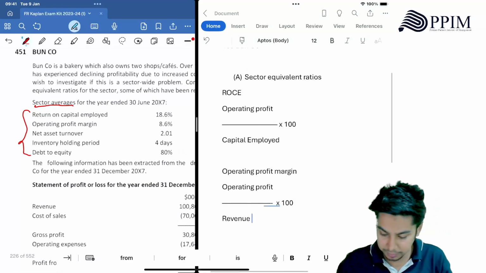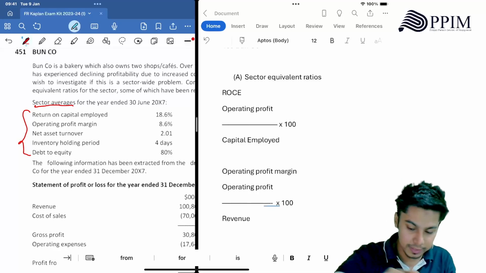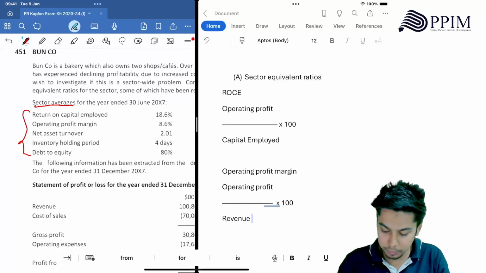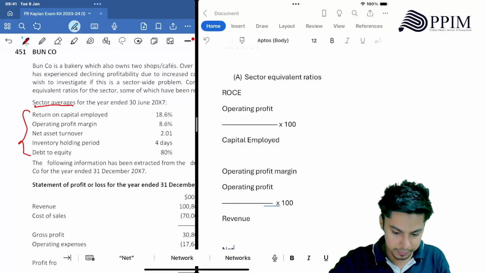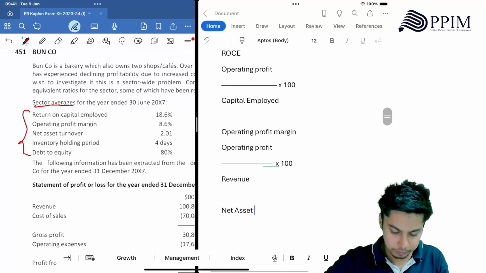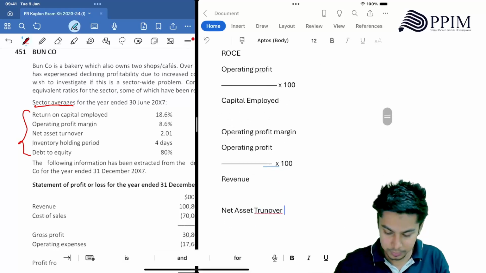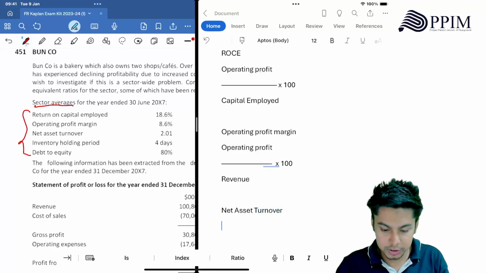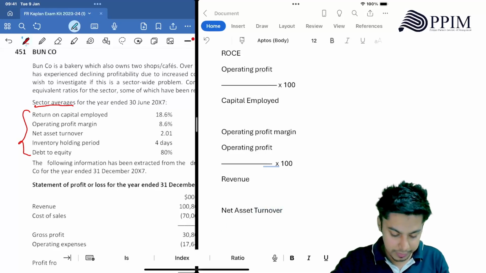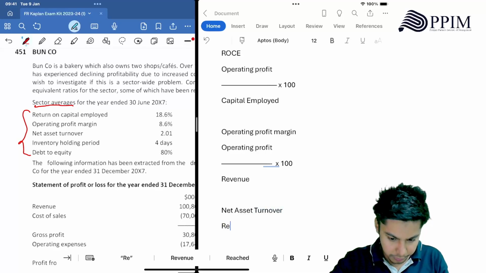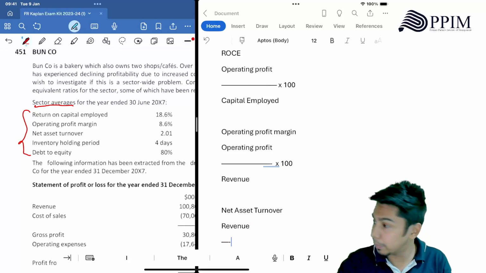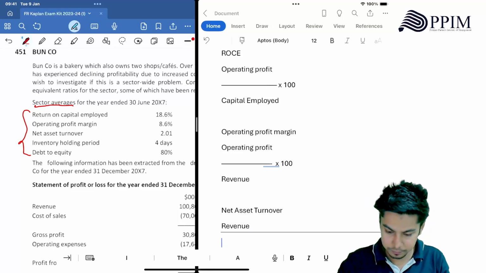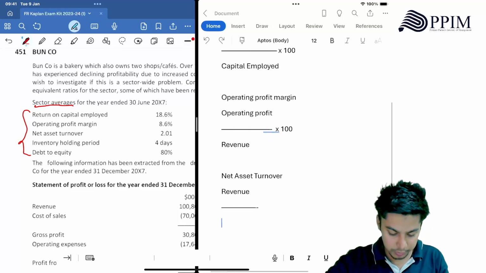Right, operating profit. Next one, guys, what do they want? Net asset turnover. Start writing the equation, guys, for that one. What's the equation for net asset turnover? Normally we have revenue divided by what? Capital employed.